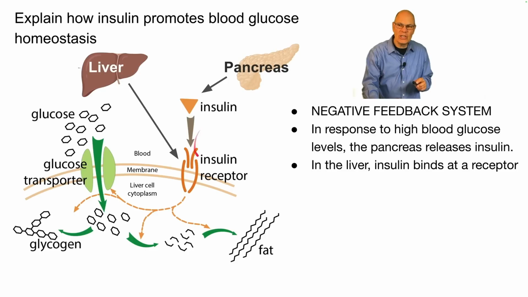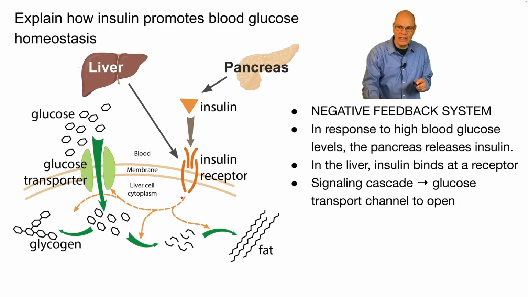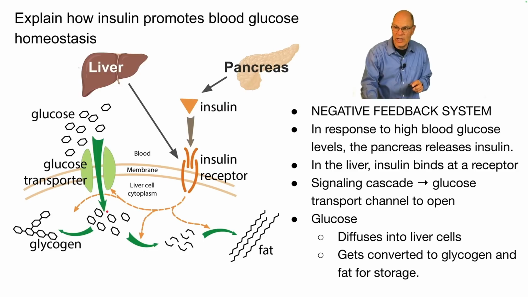In the liver, insulin will bind at a receptor over here, and that will unleash a signaling cascade, and that talks to a glucose transporter. That's a channel that allows for facilitated diffusion. If glucose is in higher concentration outside than inside the cell, it'll diffuse into liver cells, and the glucose will get converted into glycogen, which is a storage polysaccharide, or it'll get converted into fat. Blood glucose levels down, homeostasis restored.